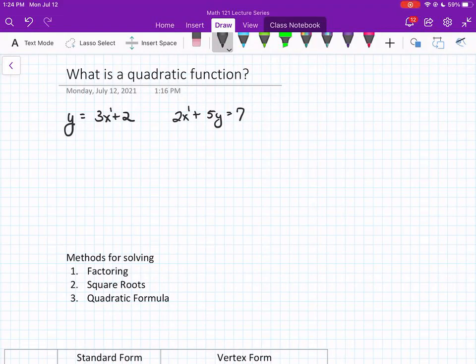In contrast, for this section with quadratics, we're going to be looking at second degree equations. And the key is we will be considering things where x is to the second power.